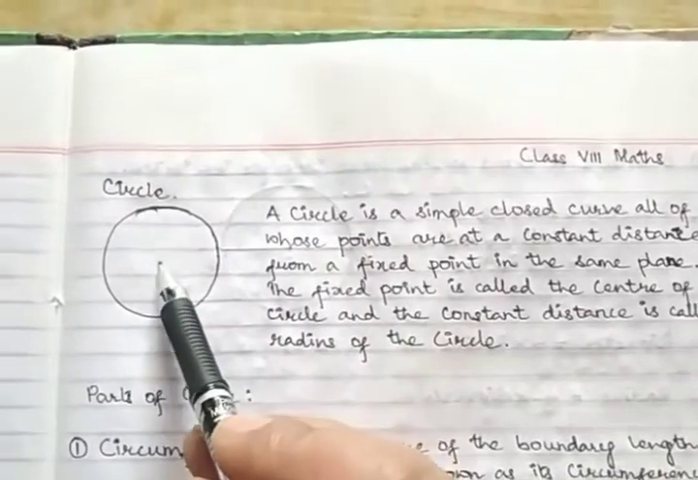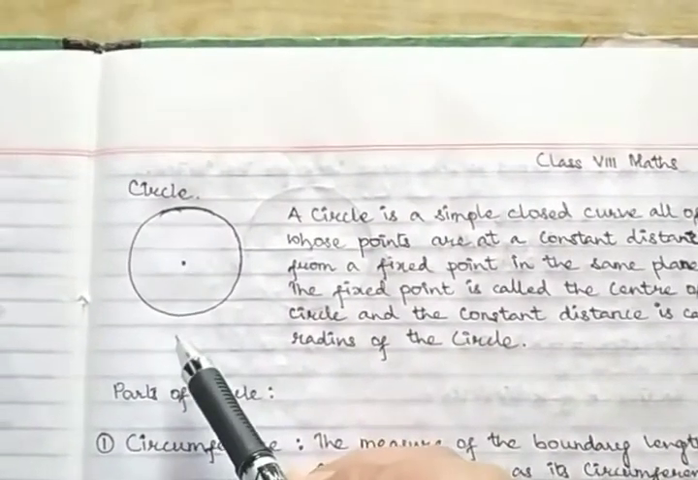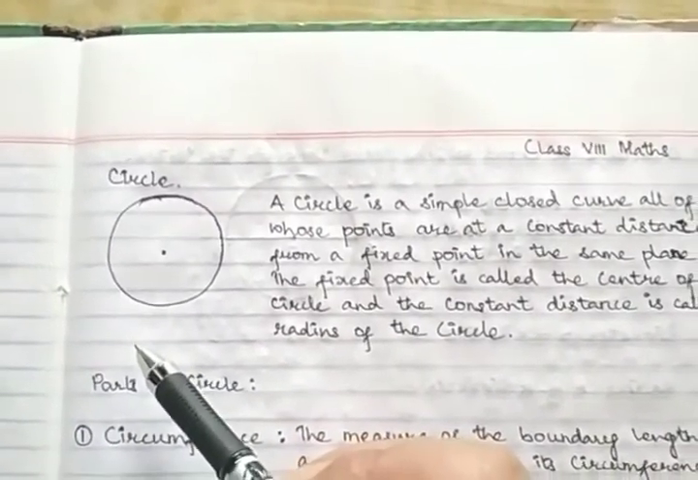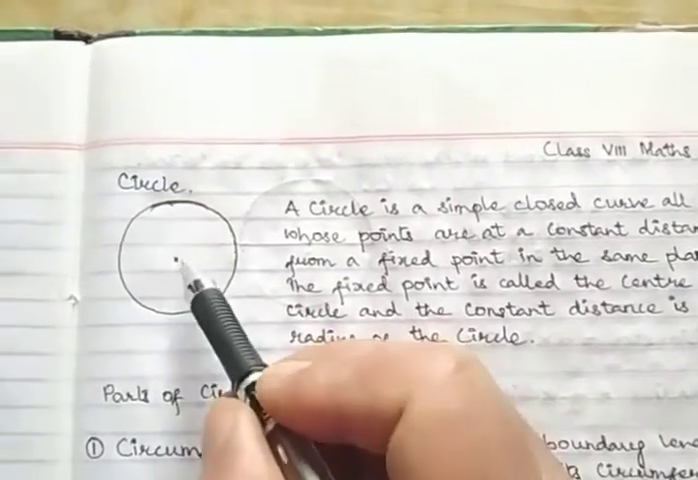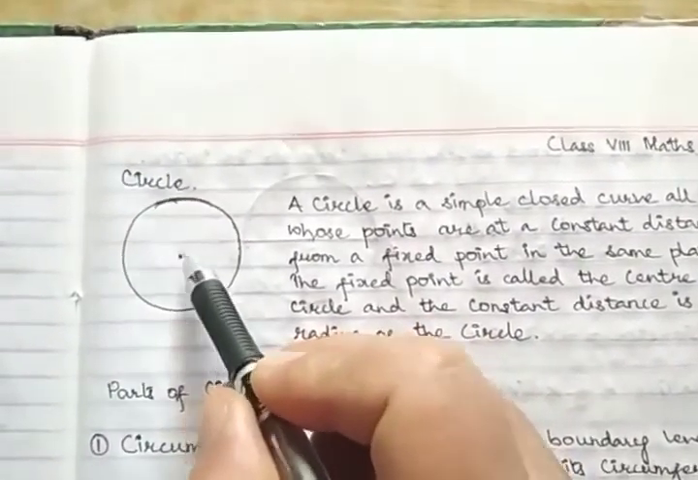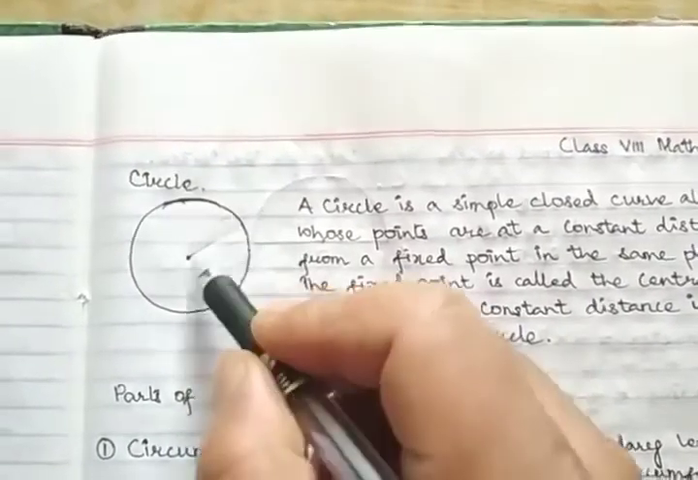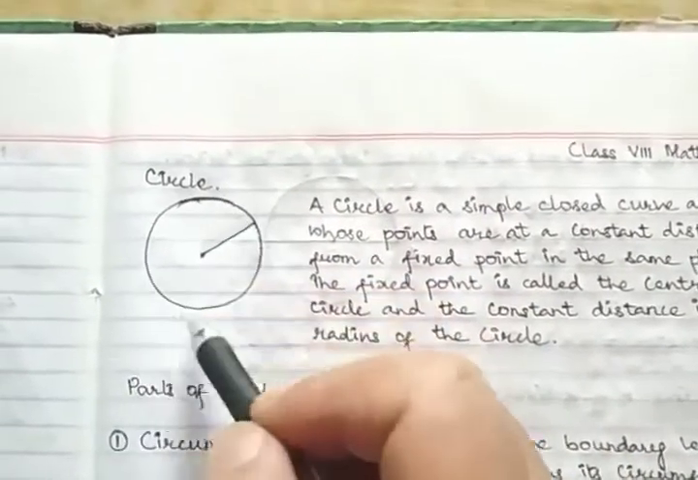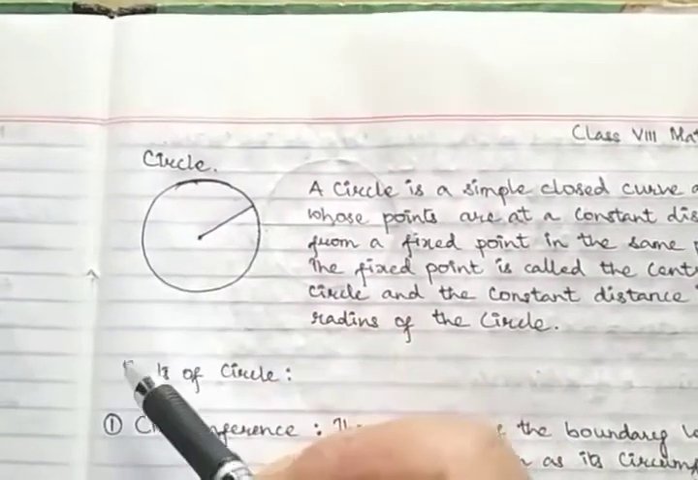And this point here, the midpoint within the circular figure, is known as your center. Why I'm calling this a midpoint is because if you make a line segment and join it with the circumference, and remember this part, the boundary is known as the circumference of the circle.